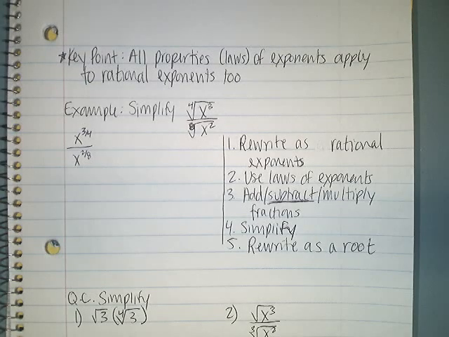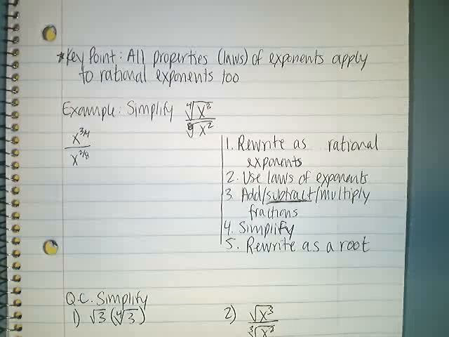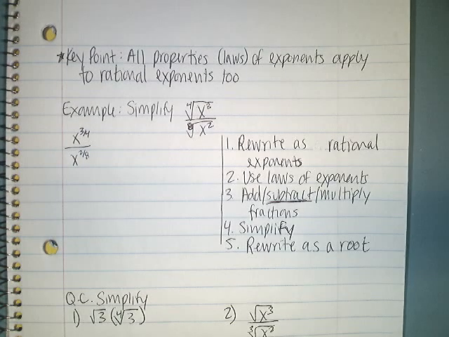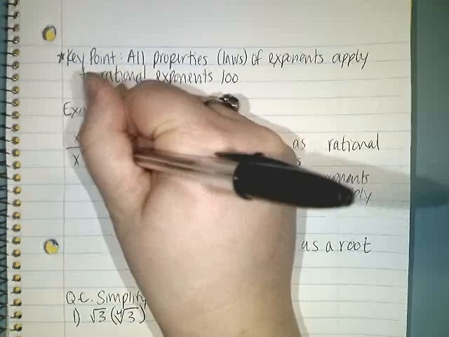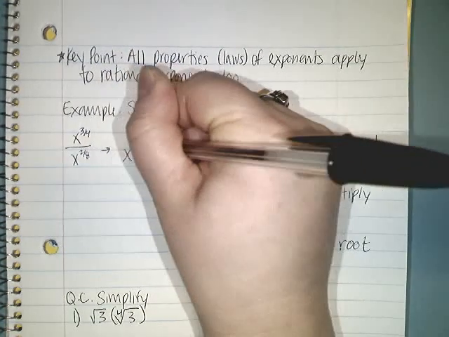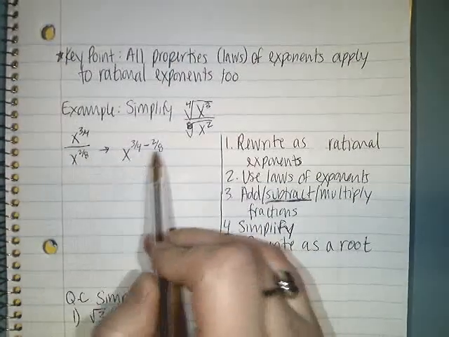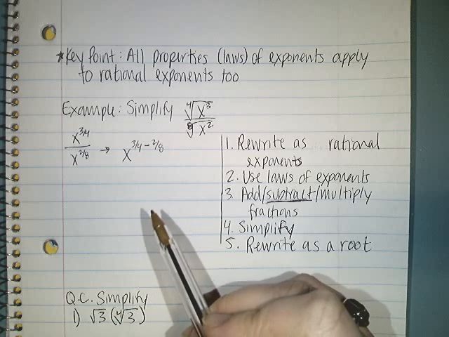Now I'm going to use my laws of exponents. So I know since I'm dividing two things with the same base, I can subtract their exponents. So I'm going to rewrite this as x to the 3 over 4 minus 2 over 8. So again, because I'm dividing two things with the same base, I can subtract their exponents.